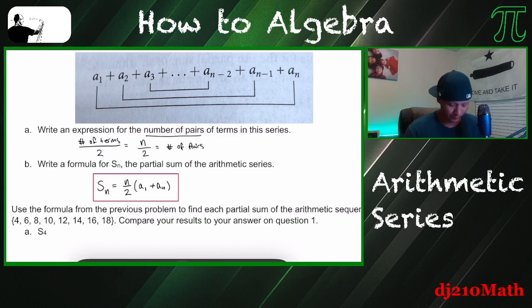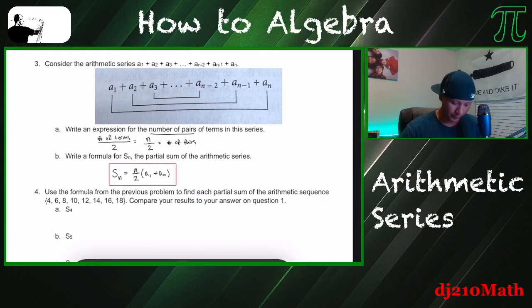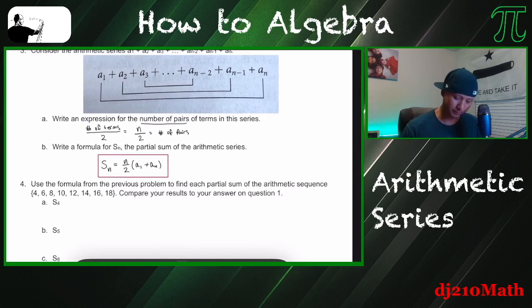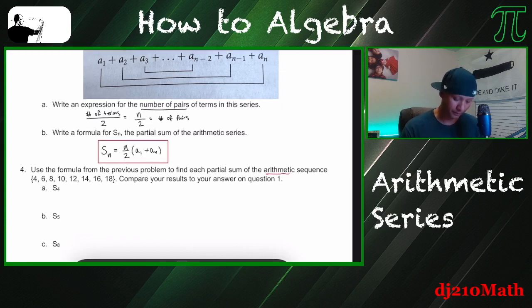So let's see if we can apply this. Using the formula from the previous problem, we're going to use the red box formula to find each partial sum of the arithmetic sequence 4, 6, 8, 10, 12, 14, 16, 18. Okay, so I guess we like this set of numbers. Compare your results to the answers in question 1. Oh, okay, I see what's happening.